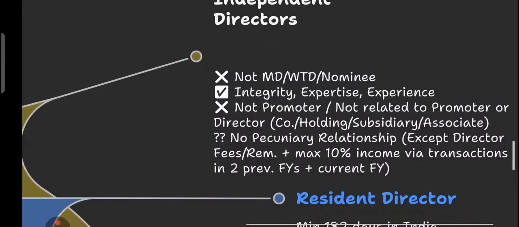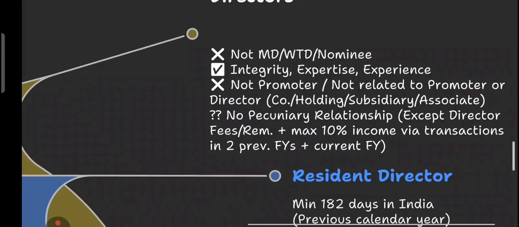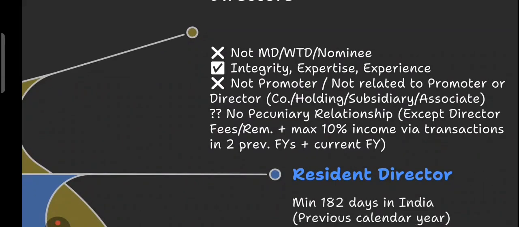Very, very important. Second point, he should bring expertise, knowledge and experience. He cannot be a promoter or related to a promoter. No big money dealing with the company in the last 2 financial years. They must stay neutral, right? Companies must have at least 1/3 of their board as independent directors. This is very, very important, right? So 1/3 of the board should be independent directors.